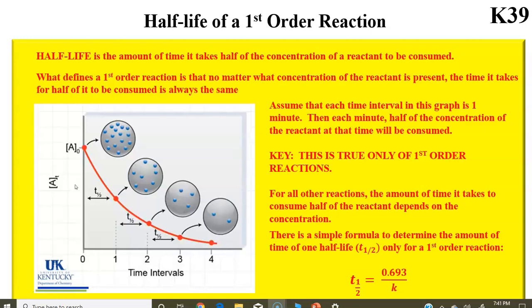So the key, this is only true for first-order reactions, not for zero-order and not for second-order reactions. This relationship, that half of whatever is remaining of the reactant is going to be consumed in the same amount of time. For all other reactions, the amount of time it takes to consume half of the reactant depends on the concentration. There's a simple formula to determine the amount of time of one half-life, and it's only true for a first-order reaction. And that is t 1/2, the half-life, equals 0.693 divided by the rate constant.